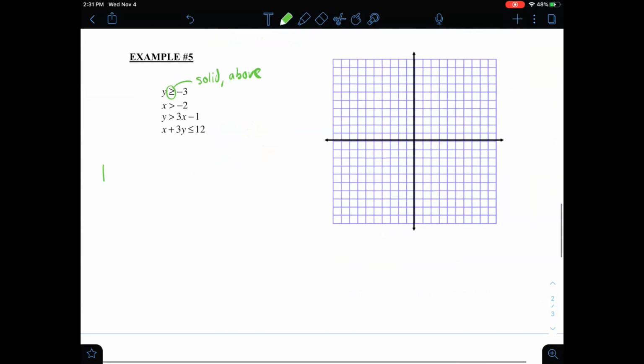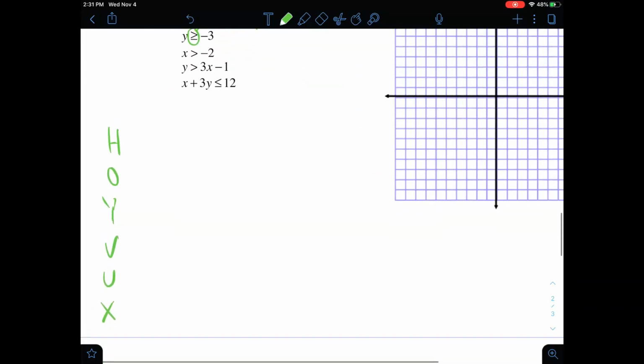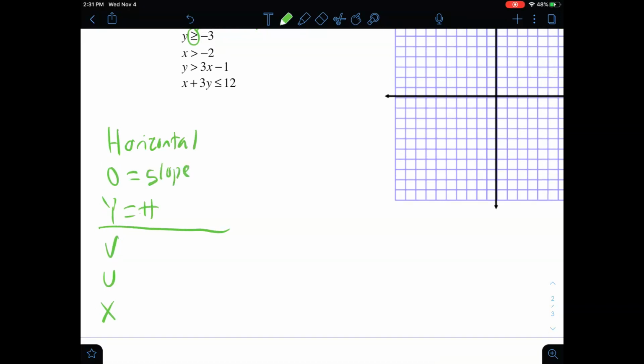Let me just talk about horizontal and vertical lines really quick here, just in case. I didn't mention it earlier. We talked about it a lot, but it is important. These are two separate things. A horizontal line has a slope of 0, and the equation looks like y equals a number. A vertical line has an undefined slope, and the equation is going to look like x equals a number, okay?